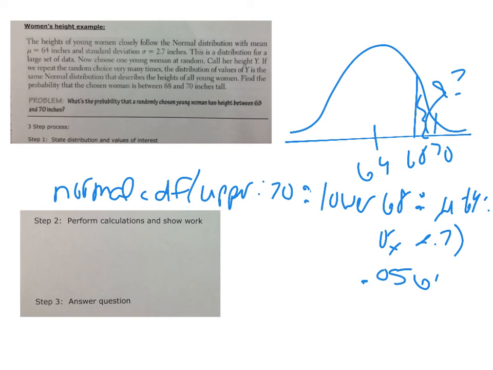So that's step 2. I perform my calculations and show my work, and then I need to actually answer the question. This is where I put it in context. What this tells me is that I have about a 5.6% chance that a randomly chosen woman has a height between 68 and 70 inches. Okay, and that's our discrete versus continuous random variables.